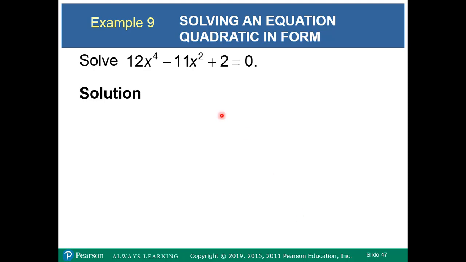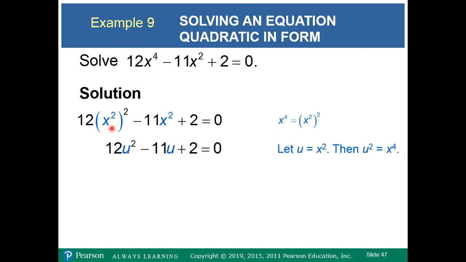Okay, so let's look at this one. So now here we have what? We've got x squared and we've got x to the 4th. Well, this is this squared. So let's make u equal to x squared. So now we've got this formula, right? Now, this is going to be 24. Are there two factors of 24 that will give you a negative 11?